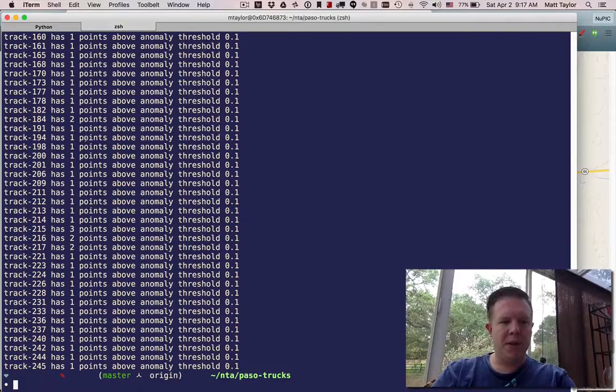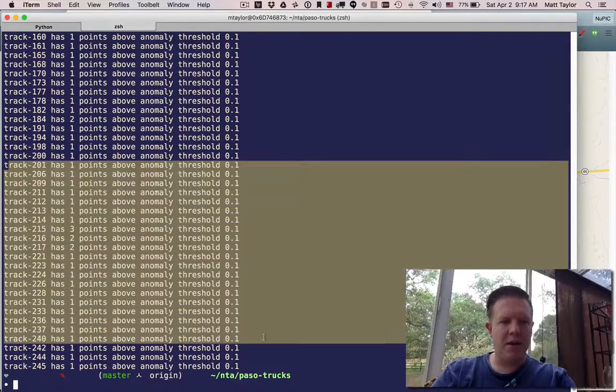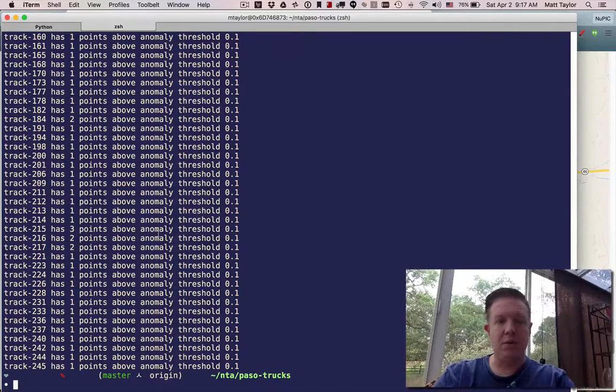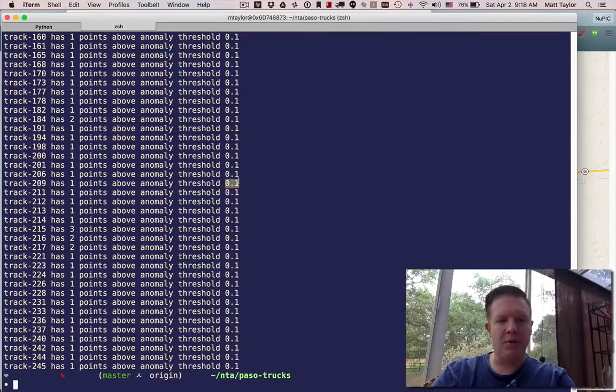But I would expect, since all these tracks, and this isn't all of them, it's skipping a bunch where there's just no anomalies. In almost every one of these cases after the halfway mark, the one point or two or three or handful of points that it finds above the anomaly threshold of 0.1 are the first points in the sequence.